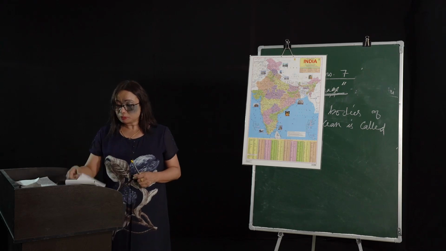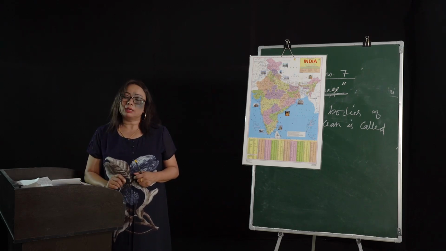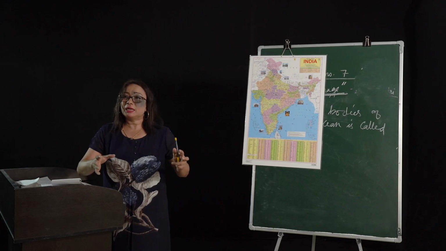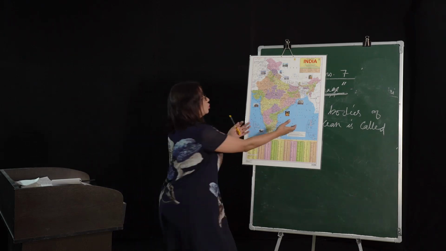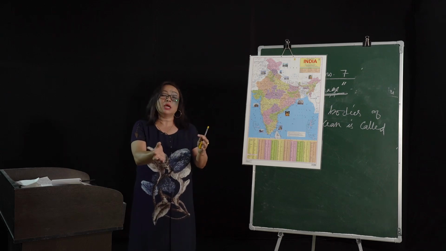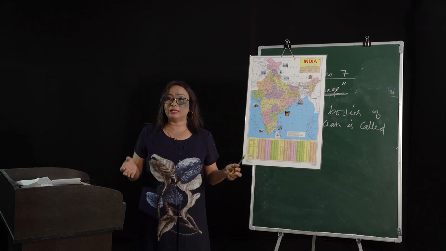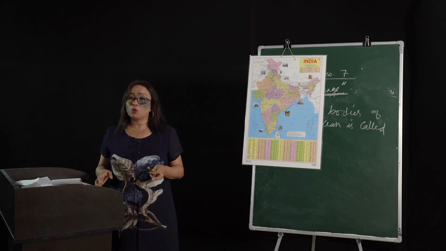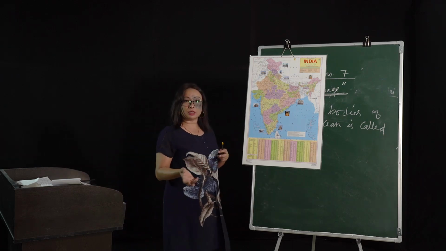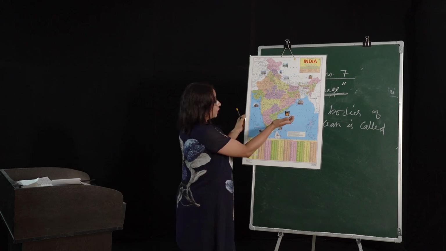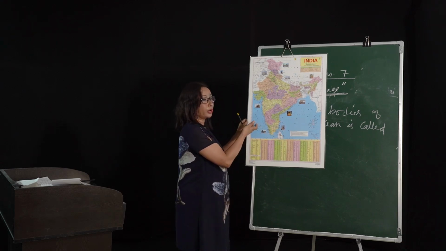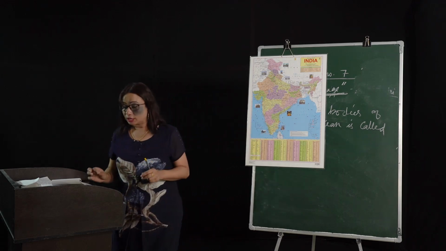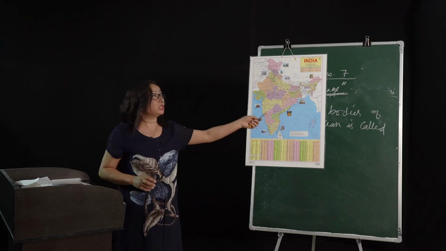Another term we have to remember is inland drainage. Inland drainage is a river system that does not drain its water into the ocean, but drains its water inside a lake that is inside the land. Drainage means river system. There are some river systems which do not drain their water into the Bay of Bengal, Indian Ocean or Arabian Sea, but drain inside a lake in the land. Those are called inland drainage.